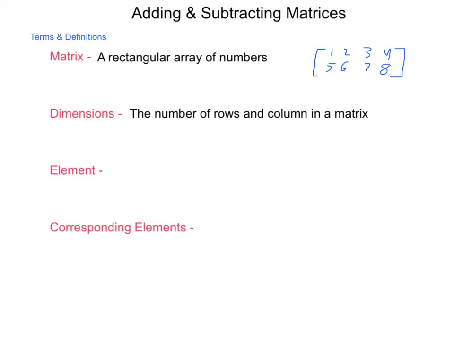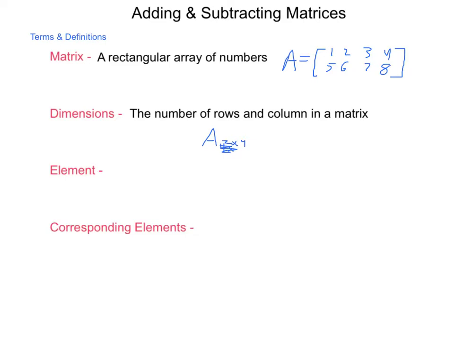The matrix shown above is 2 rows and 4 columns. If we were to give this matrix a name, such as A, we would say A is a matrix that is 2 by 4, because it's 2 rows and 4 columns. And it always goes in that order: rows first, columns next.